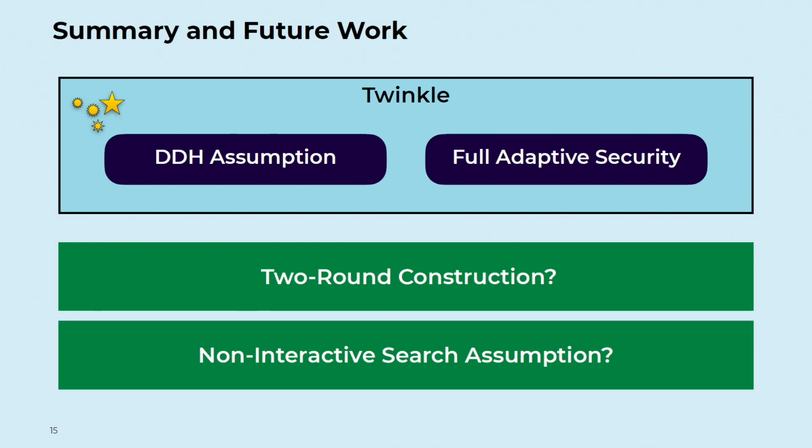The second problem, and I think this is much, much harder, is to get the same guarantees from a search assumption, a non-interactive search assumption, for example, CDH. And I think the reason why it is much harder are the adaptive corruptions. And I think new techniques are needed to solve this second problem.